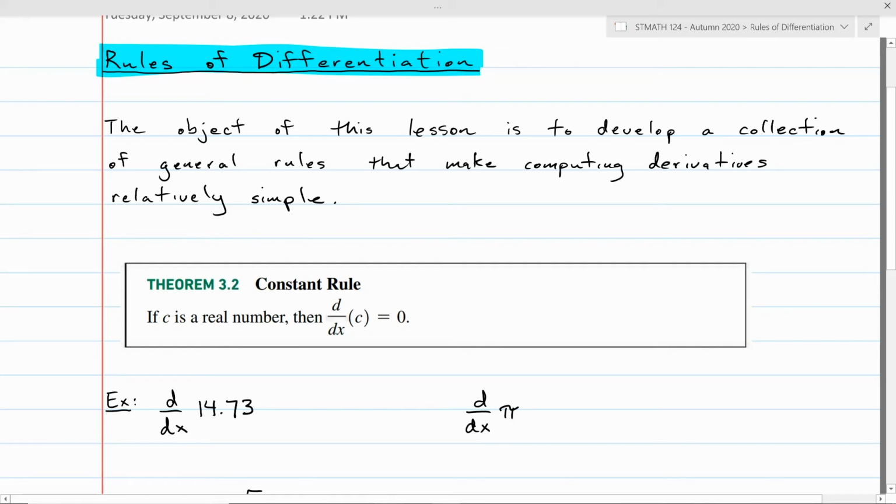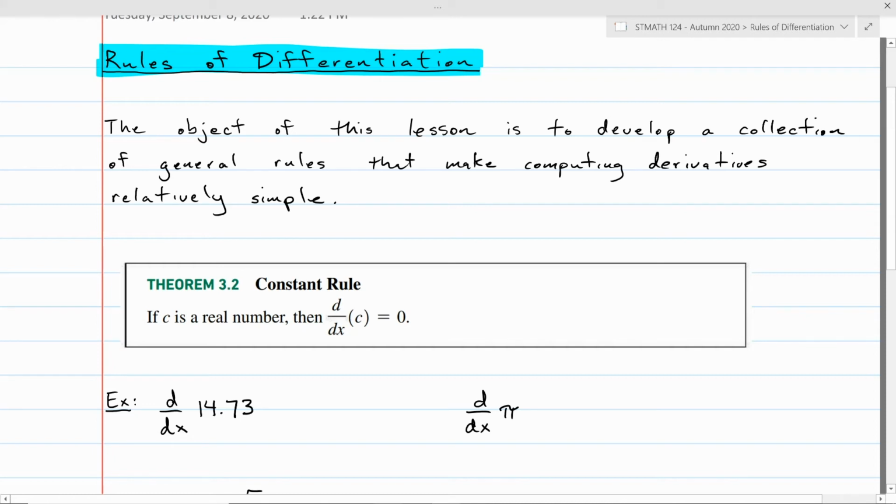Hello again. Today's lesson is on the rules of differentiation. So differentiation is just the process of computing derivatives. And what we want to do today is develop a set of general rules that we can apply to a wide variety of functions that'll make computing derivatives a lot simpler. Up to this point, all we have for computing derivatives is the definition of derivative, which involves the limit. It's the limit as h goes to 0 of f of x plus h minus f of x all divided by h. Well, yeah, that rule is unwieldy, especially when you're dealing with a complicated function.